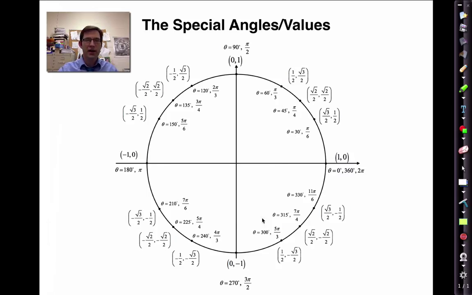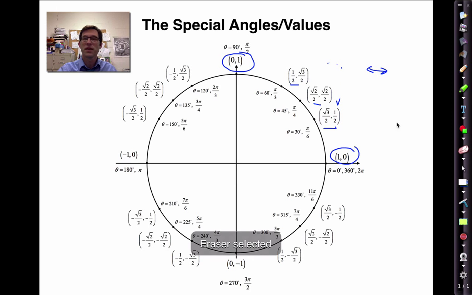Well, at these values, notice we're on the unit circle, we can determine exact coordinate pairs, and they are weird looking. At 30 degrees, we've got root 3 over 2, 1/2. At 45 degrees, we have root 2 over 2, root 2 over 2. Notice at 60, we have the same pair as at 30, but they've gotten flip-flopped. Now, why are these things important?